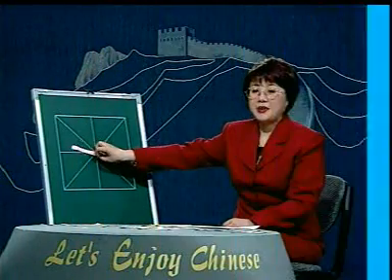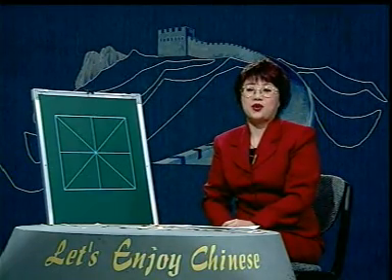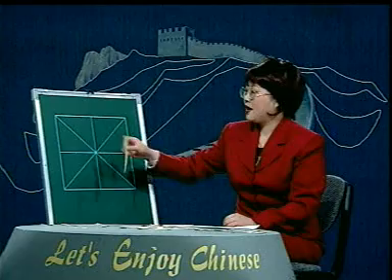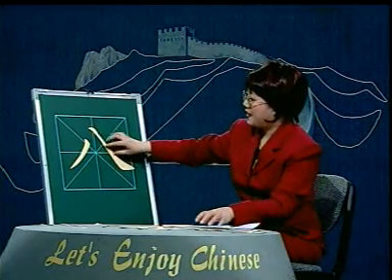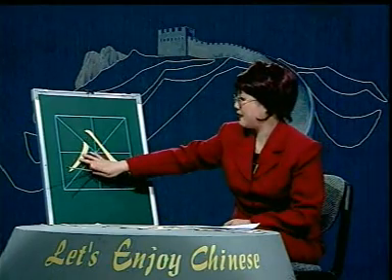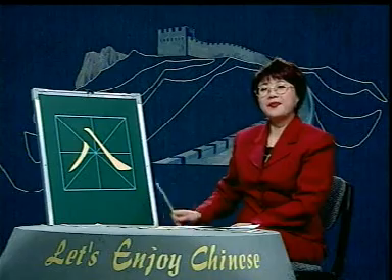Next, we'll learn some characters, and we'll see how these two strokes 撇 and 捺 work in the following characters. These characters contain these two strokes 撇 and 捺. Now, the first character we learn, you see there is one 撇 and then 捺. Now, 撇 and 捺. It is 八. It is a numeral.